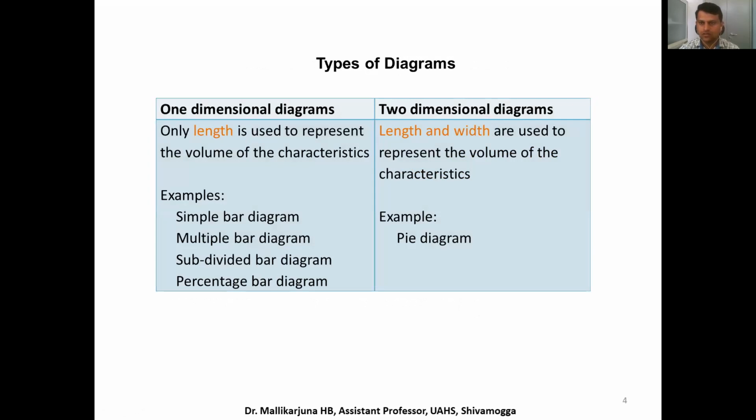First, I will consider diagrams, types of diagrams. There are 2 types broadly: one-dimensional diagrams and two-dimensional diagrams. One-dimensional means only length is used to represent the volume of the characteristics, but two-dimensional means both length and width are used to represent the volume of the characteristics. For one-dimensional diagrams, examples are simple bar diagram, multiple bar diagram, subdivided bar diagram, percentage bar diagram. For two-dimensional diagrams, an example is the pie diagram.